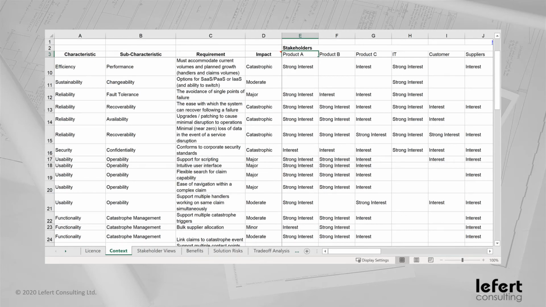At the end, your context should consist of a set of ASRs, each one classified according to a quality, capability, or perspective model, and a set of stakeholders with connections to the ASRs they most care about. Now we know what we want the system to do and who wants what from it. We have the context in which we will conduct our analysis.